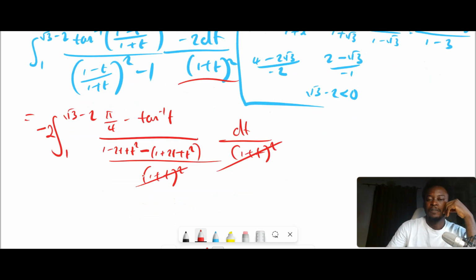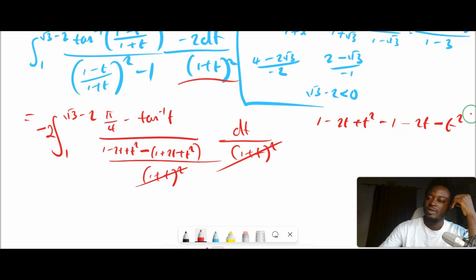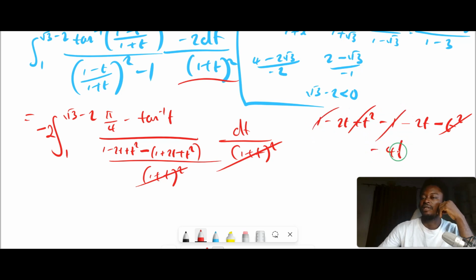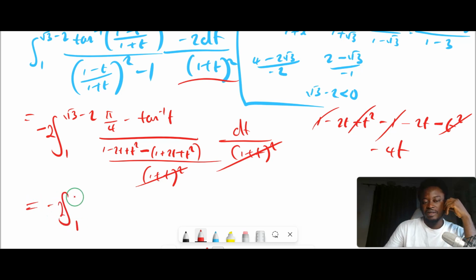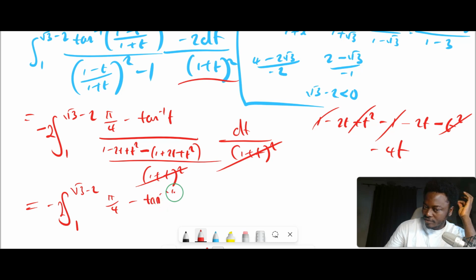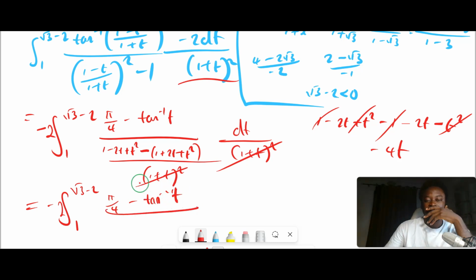Now the bottom part, how do we simplify? You have a 1 minus 2t plus t squared, subtracting 1, then you have a minus 2t, then minus t squared. So they cancel out, and you have negative 4t. So this will be negative 2 times the integral from 1 to square root of 3 minus 2, then you have pi over 4 minus tan inverse of t all divided by negative 4t dt.